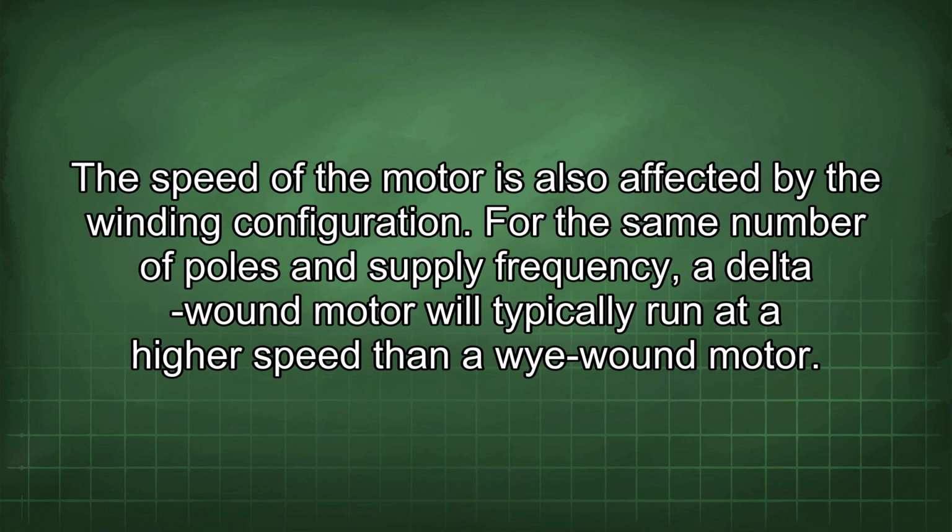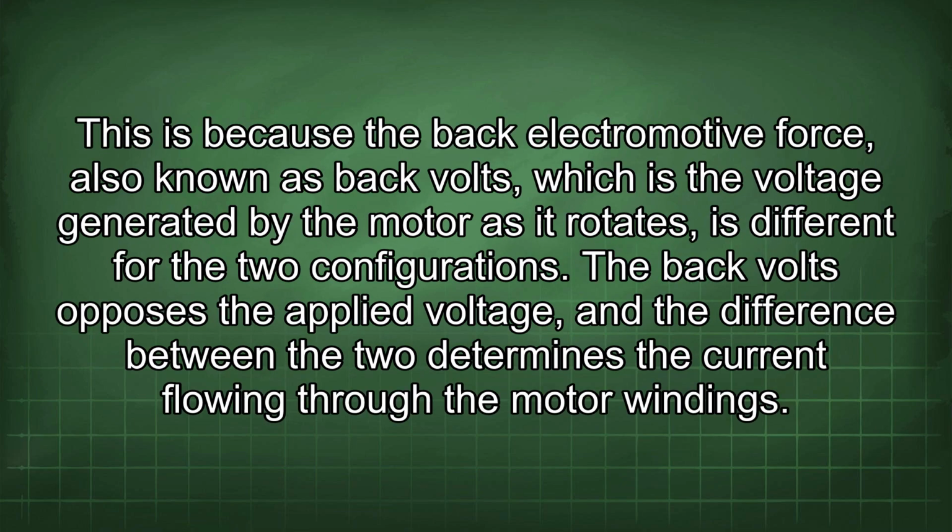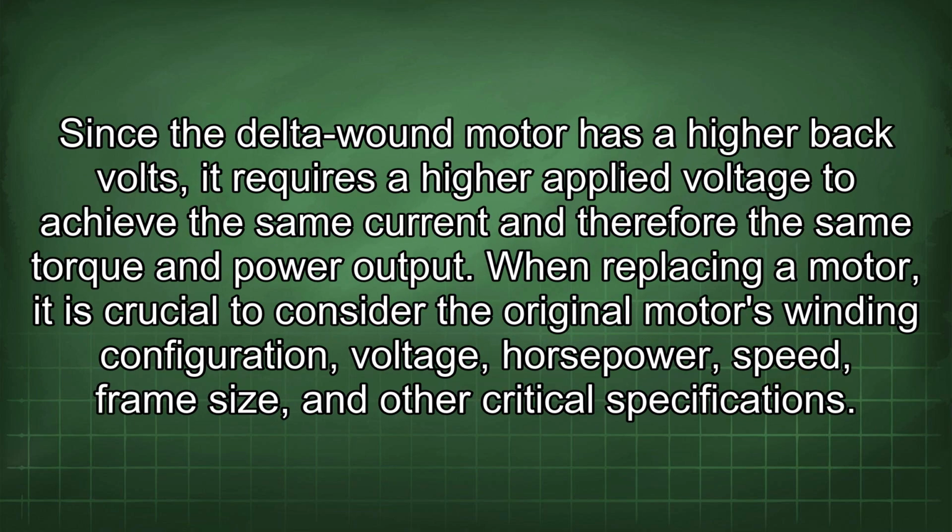The speed of the motor is also affected by the winding configuration. For the same number of poles and supply frequency, a delta-wound motor will typically run at a higher speed than a wye-wound motor. This is because the back electromotive force, also known as back volts, which is the voltage generated by the motor as it rotates, is different for the two configurations. The back volts opposes the applied voltage, and the difference between the two determines the current flowing through the motor windings. Since the delta-wound motor has a higher back volts, it requires a higher applied voltage to achieve the same current and therefore the same torque and power output.